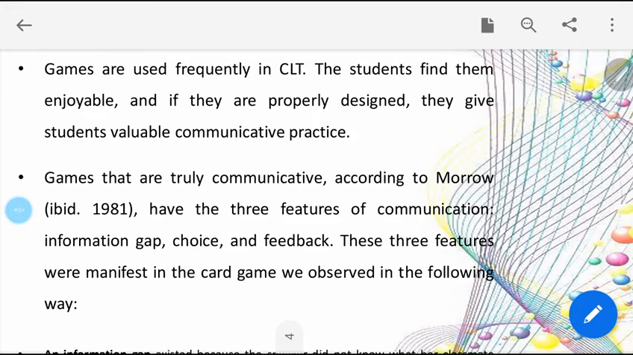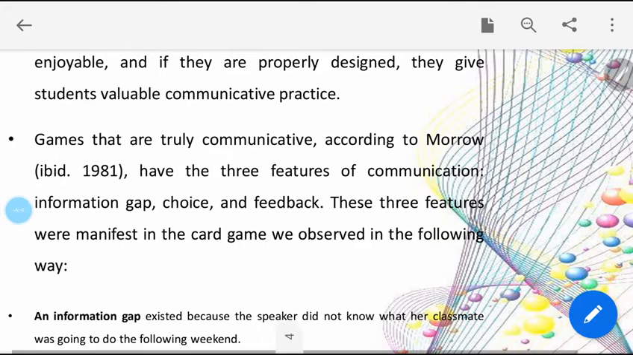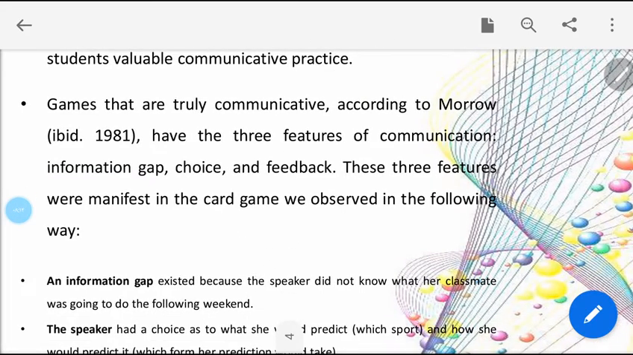So these are the three most important features when the students play games. These three features were manifest in the card game. Do you remember the card game we talked about in the experience? In the card game, one of the students shows the card and the other students predict what or where they are going to spend, for example, the weekend. So these are the three important features in the game: information gap, choice, and feedback.